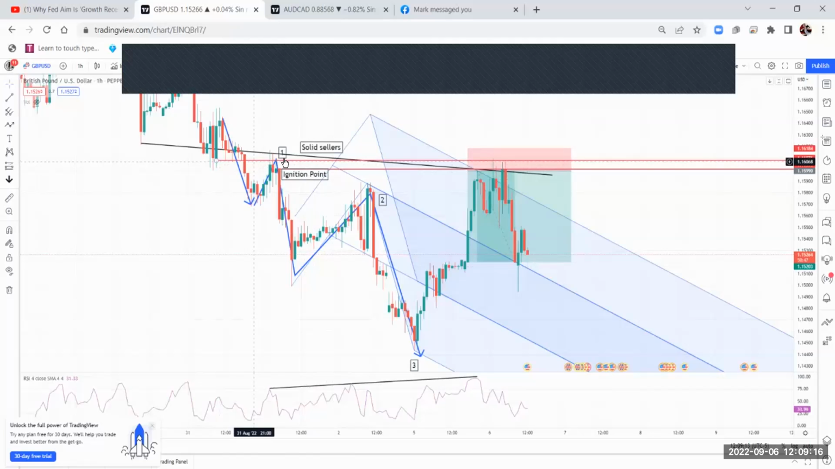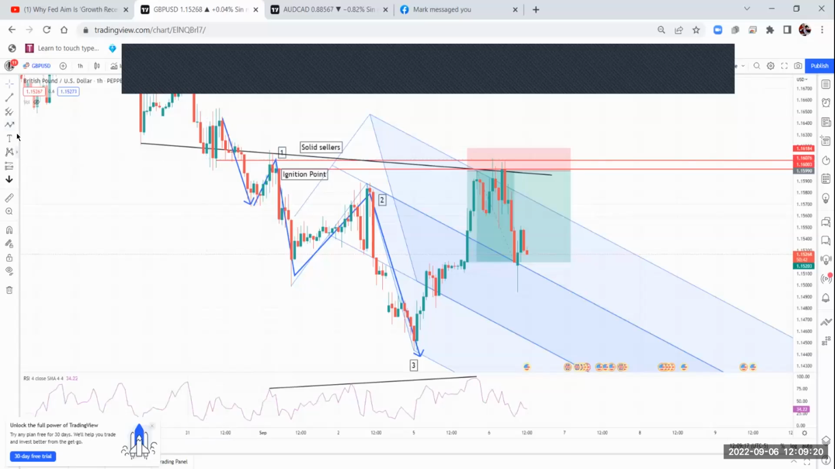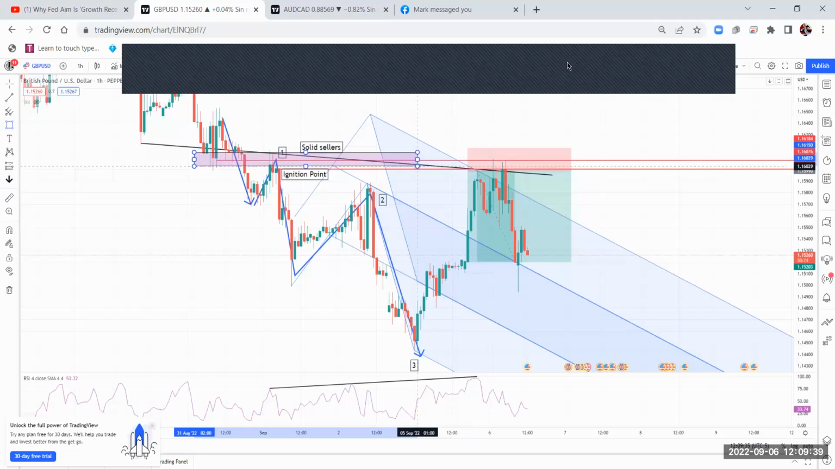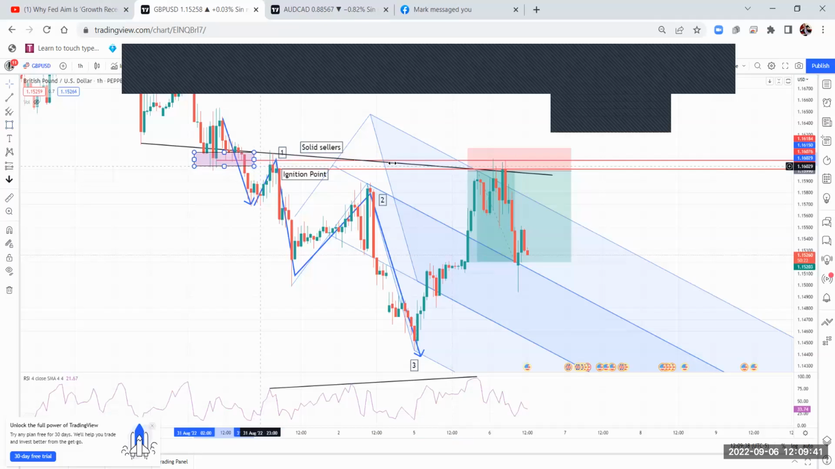we see that there is a swing zone where sellers proved their point. They came back up to that area, right? So there we go. Something to keep in mind.